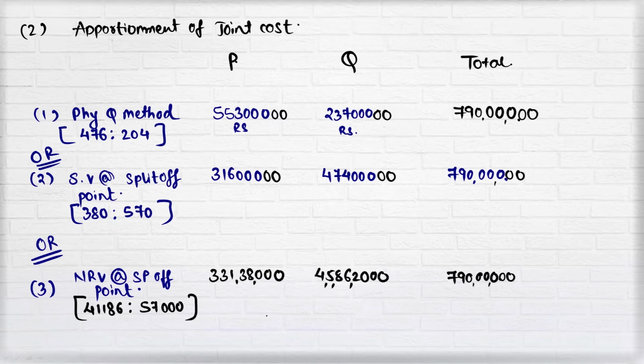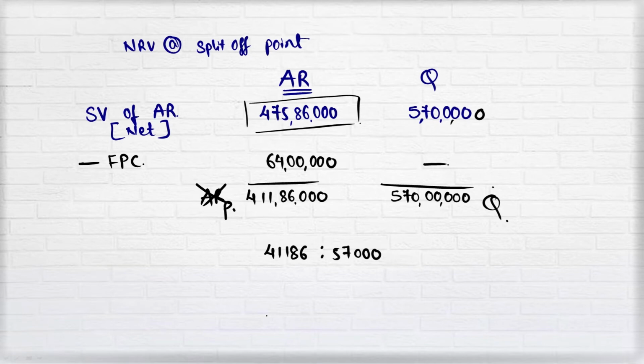Alright. See again, try to concentrate on this. Why have we reduced further processing cost from this figure? Because this is the sales value of AR. Joint cost can be distributed only between P and Q. So if you remove further processing cost, it will be exactly coming at split off point. After split off point, whatever expenditures are incurred should be removed while you calculate the base for distributing the joint cost.